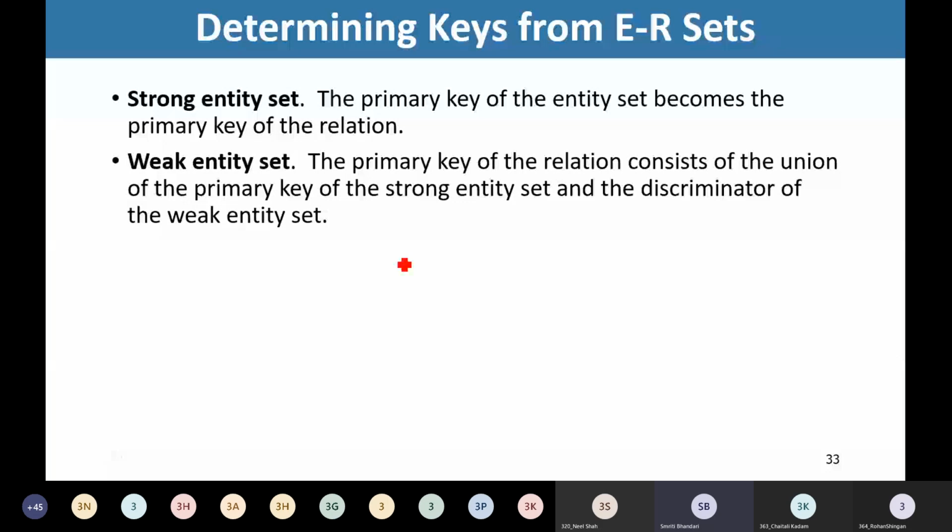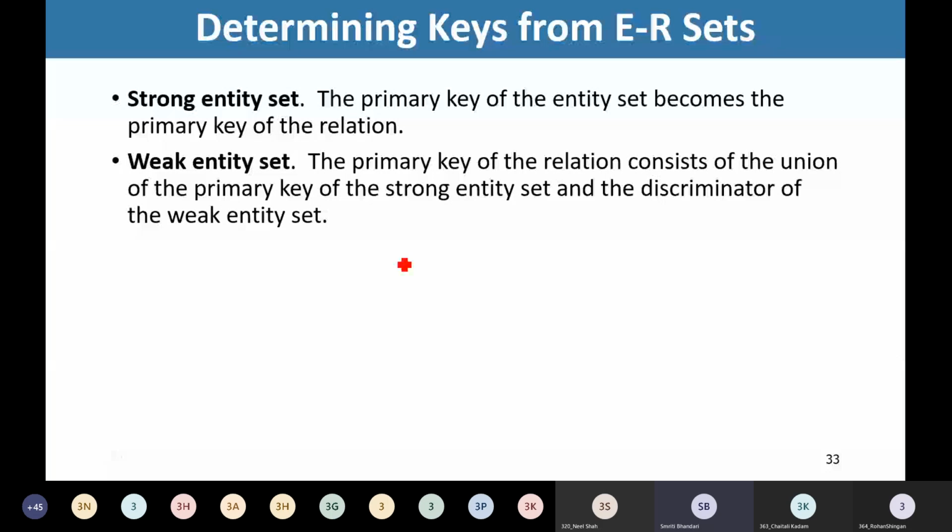So, in fact, we know which is the strong entity set, which is the weak entity set, and which are the associated tables for these respective entity sets. And that is how we may relate these concepts. The primary key of the strong entity set always becomes the primary key of the relation. About weak entity set, the primary key of the relation consists of the union of the primary key of the strong entity set and the discriminator of the weak entity set.